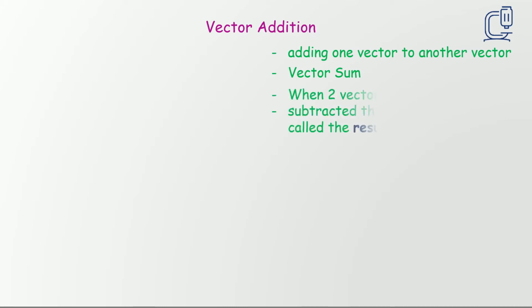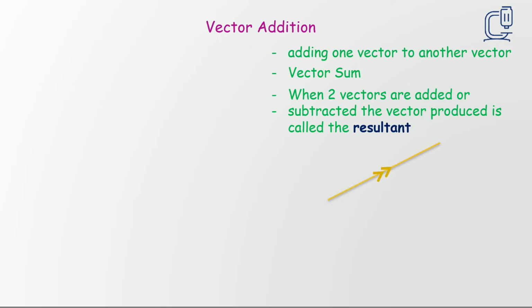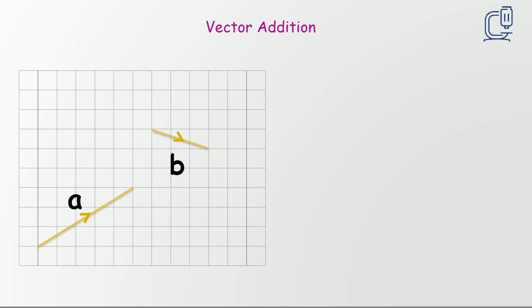Let's take a look at vector addition. Vector addition is adding one vector to another vector. This is sometimes known as the vector sum. When two vectors are added or subtracted, the vector produced is called a resultant. The resultant is identified by a double arrowhead. Let's take the example of these two vectors, vector A and vector B.